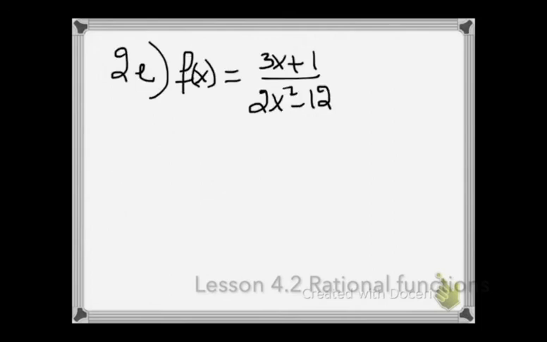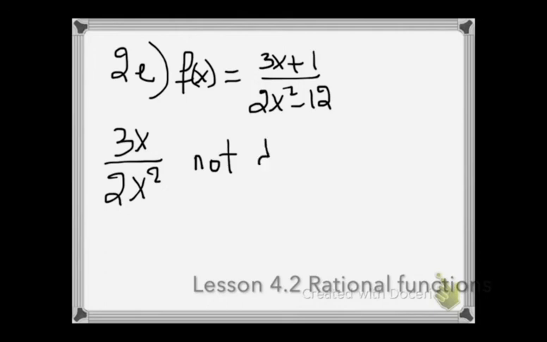I continue with example 2e. As we said, to find the horizontal asymptote, we look at the start of the numerator and the start of the denominator. The numerator is starting with 3x and the denominator is starting with 2x squared. Now if we look at this ratio, is it divisible? Can I divide the 3x by 2x squared and get a final number only at the end? So this ratio is not divisible.